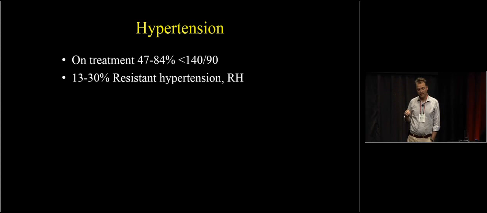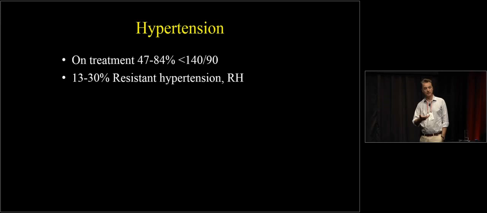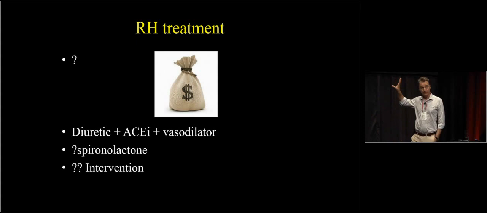And depending on what trial you read and what epidemiology you read, between 13 and 30% of treated hypertensives have resistant hypertension. Why is that important? Well, resistant hypertension is a really valuable commodity and is really attractive to drug companies and device companies, because these are huge numbers of people with resistant hypertension, and so it's clearly a source of financial benefit to some of these companies.